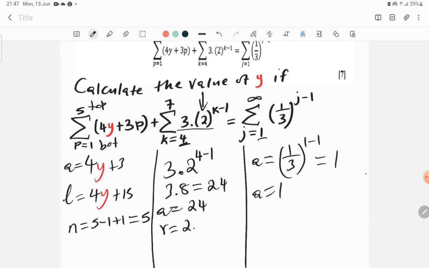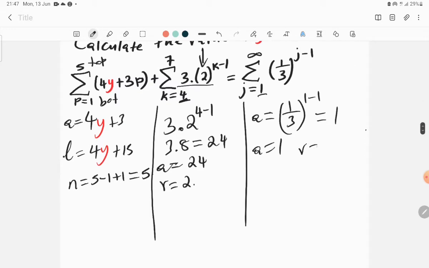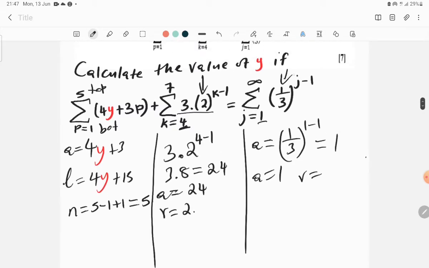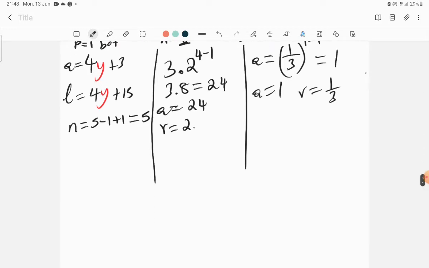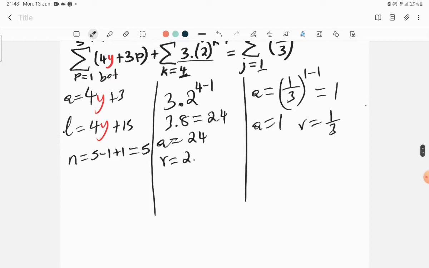Now, and also your r is of course going to be equal to just 1 over 3. And of course you can see that your r has to be between -1 and 1 because the infinite series has to be convergent. Now let's come to the application or the substitution to the formulas so that we get the value of y there.